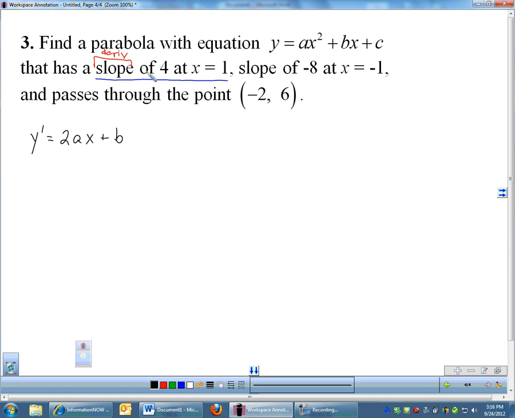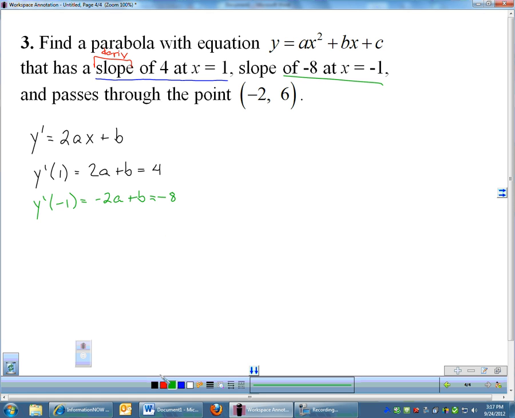And my slope is 4 when I plug in 1. So y prime at 1 is going to be 2a times 1 plus b, and that needs to give me a slope of 4. And then when I plug in negative 1, I have a slope of negative 8. So y prime of negative 1 is equal to negative 2a plus b, and that would equal negative 8. Are we good?